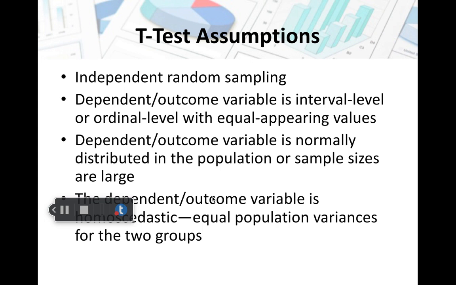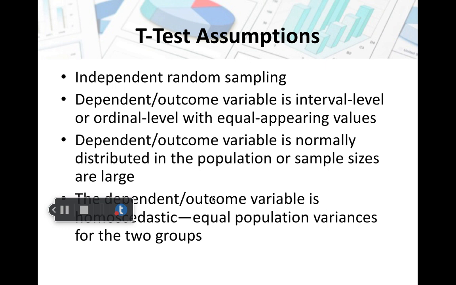And finally, the dependent or outcome variable is what's called homoscedastic, and that means that they both have equal population variances. That is to say that if we knew the true population variances for men and for women in this GPA example, they would be the same. So they have different means, perhaps, but they have the same variance. That is what is called the assumption of homoscedasticity. The homo meaning the same part. So these are our assumptions when we are talking about t-tests, and if any of these are violated, our findings may no longer be actually conclusive.